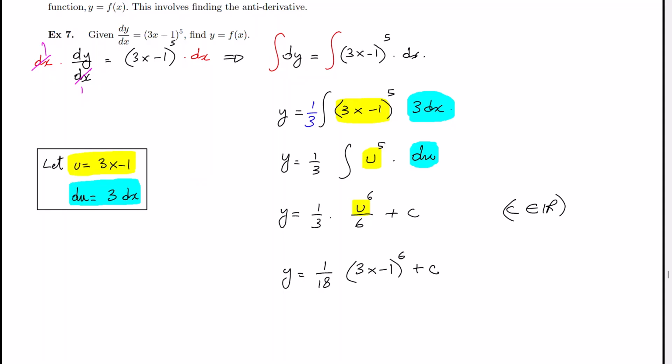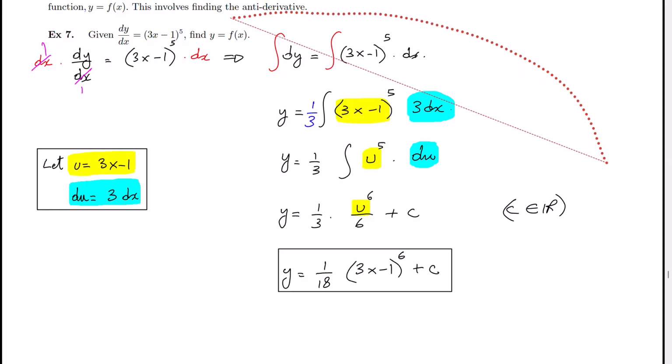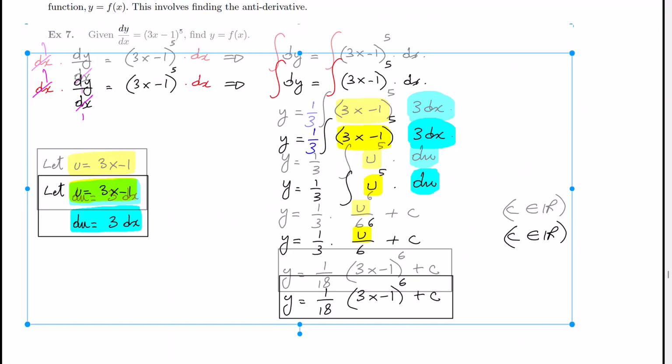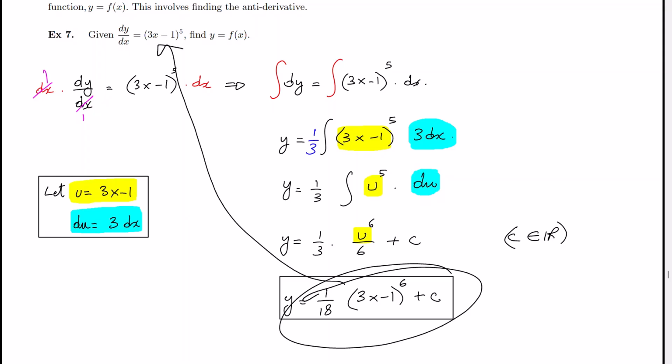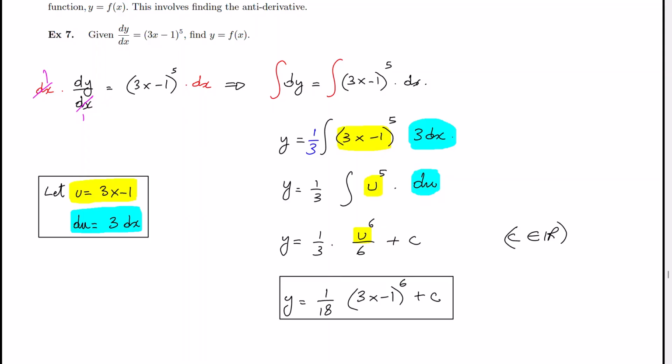So my final answer is that the function whose derivative is 3x minus 1 to the power of 5 is the function 1 over 18 times 3x minus 1 to the power of 6 plus c. So the derivative of this will be the expression that was given to us in the question. And you can try it out on your own to verify that this is correct. Just differentiate this. You'll need a chain rule. And the derivative should be exactly what you see here.